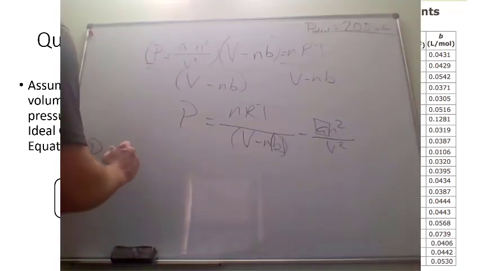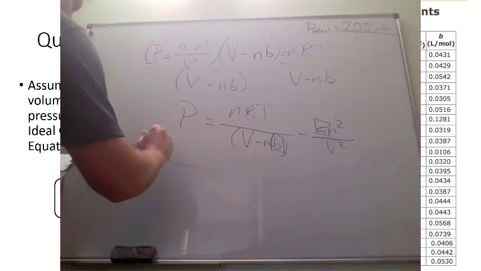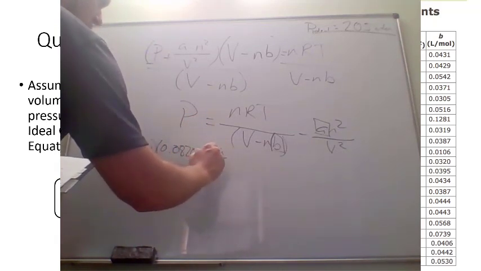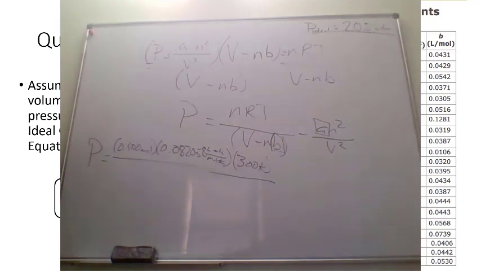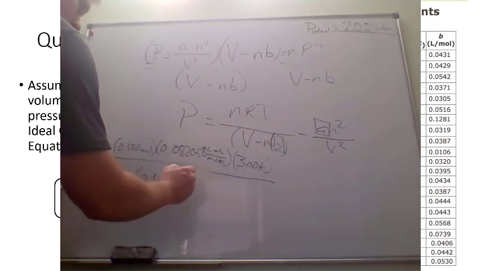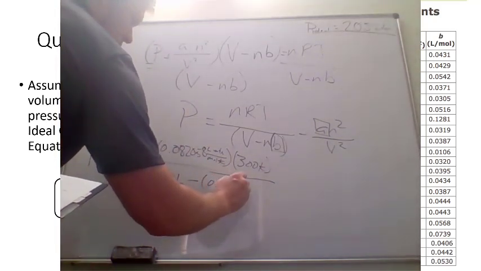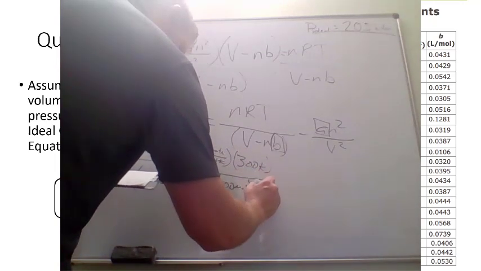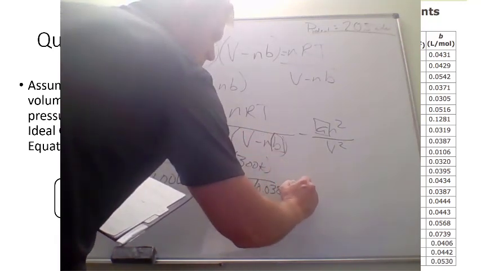So our pressure is equal to our number of moles, 0.500 moles, times our gas constant, 0.082058 liters atmospheres over mole Kelvin, times our temperature, 300 Kelvin, over our volume, 0.600 liters, minus our number of moles, which is 0.500 moles, times our B term, which we stated is equal to 0.03875, and that has units of liters over mole.